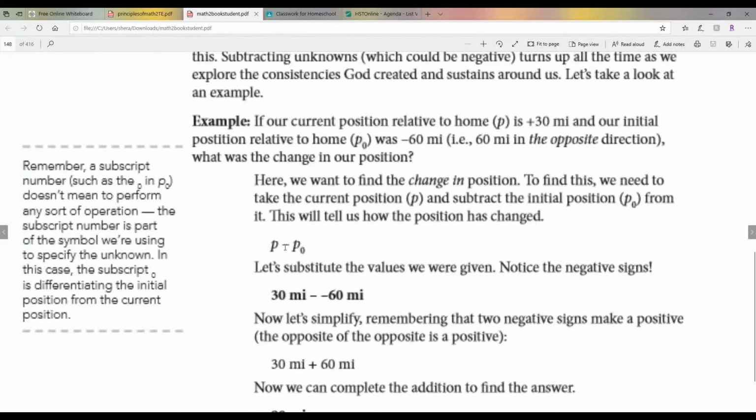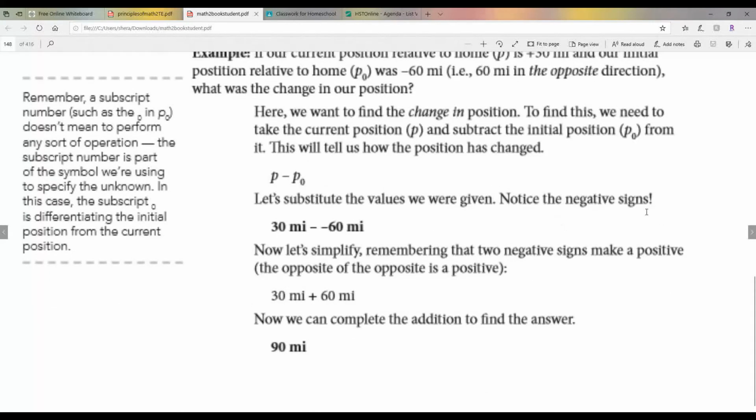So that would be P minus P0, what it is now minus what it was. Let's substitute the values that we were given. Notice these negative signs. So P is 30 miles minus P0, which is negative 60 miles. Now let's simplify, remembering that two negative signs make a positive because it's the opposite of the opposite, which is a positive. So it's the same as saying this. So now you can complete it and find your answer. It was 90 miles.